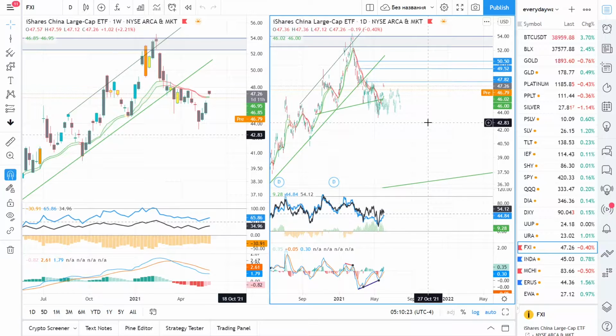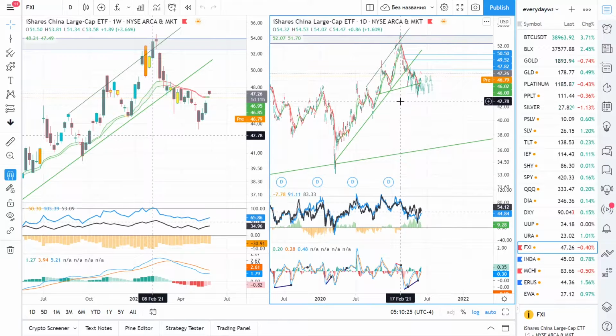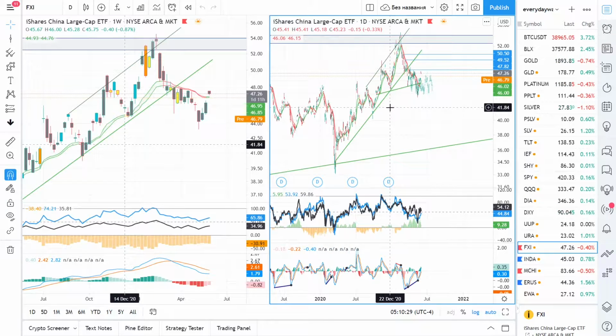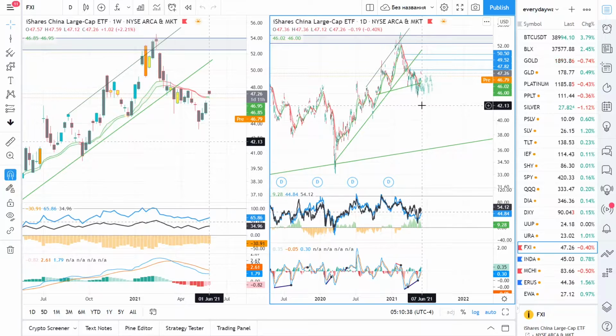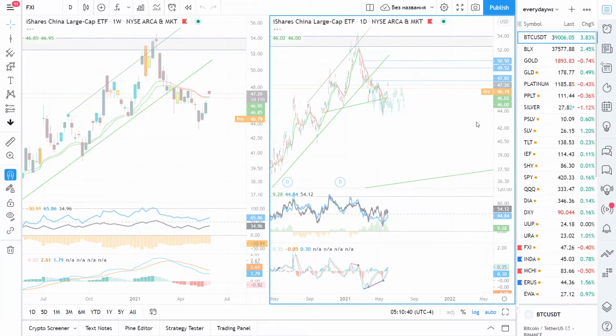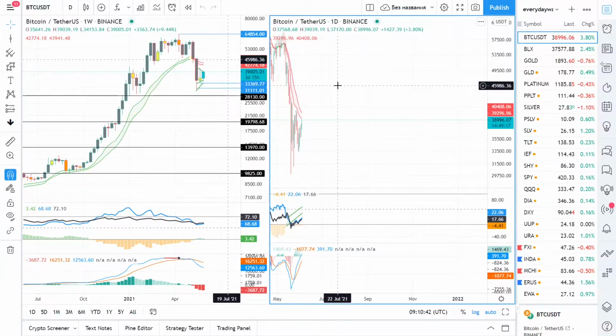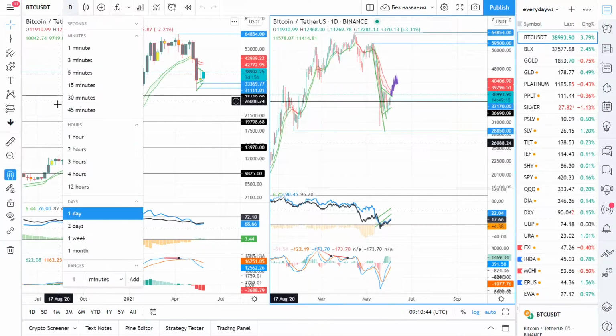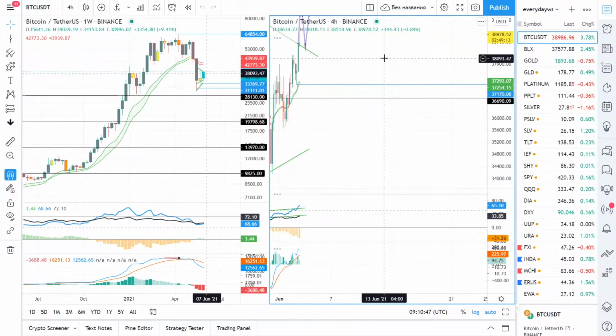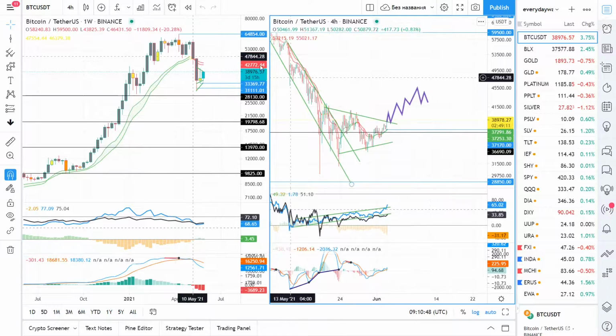That's one idea, a short on Chinese large cap ETFs. And I know that sounds very crazy, but it is what it is, really. And the other idea is to have a long on Bitcoin until it's reaching this 45 region.